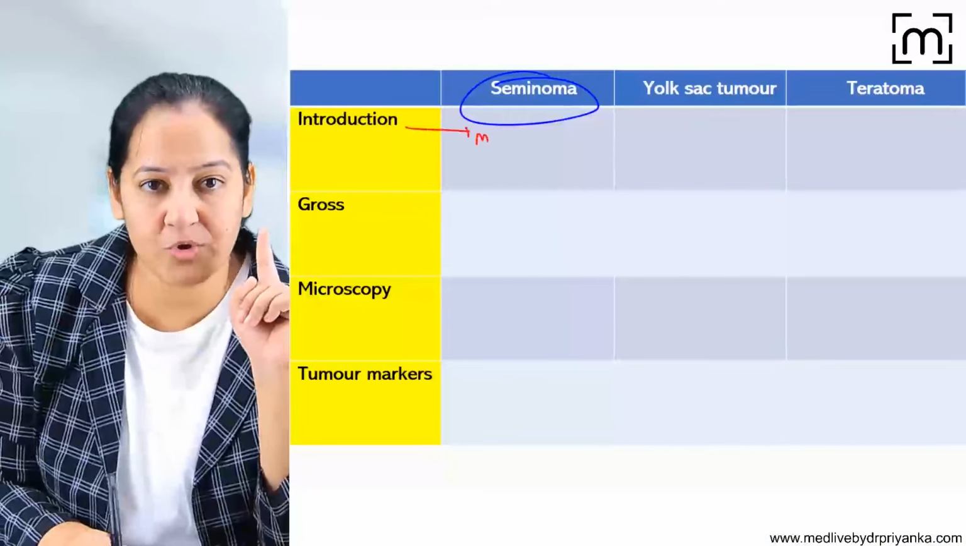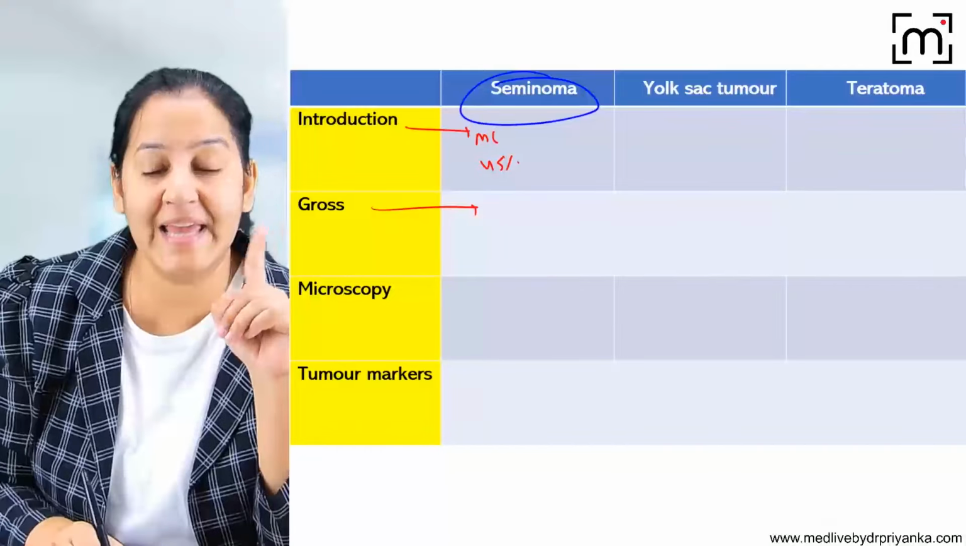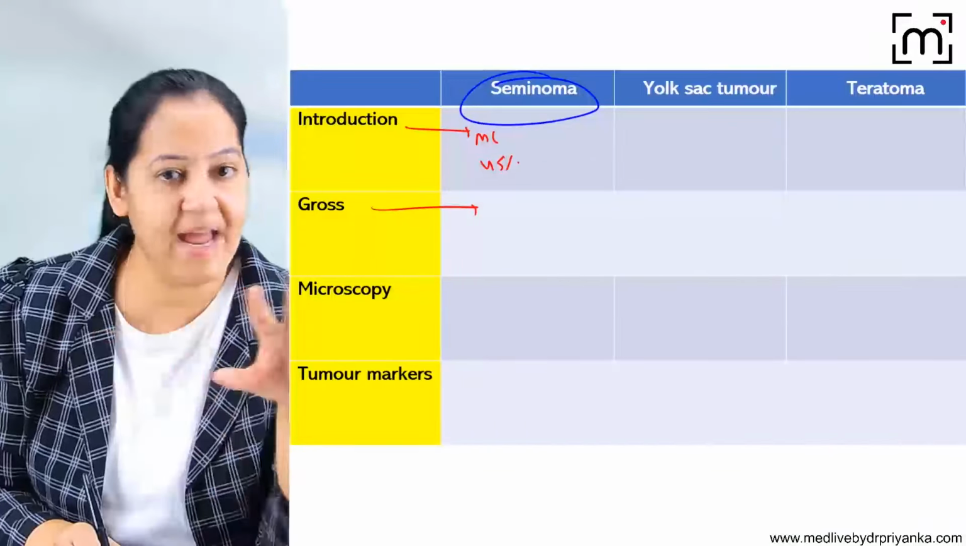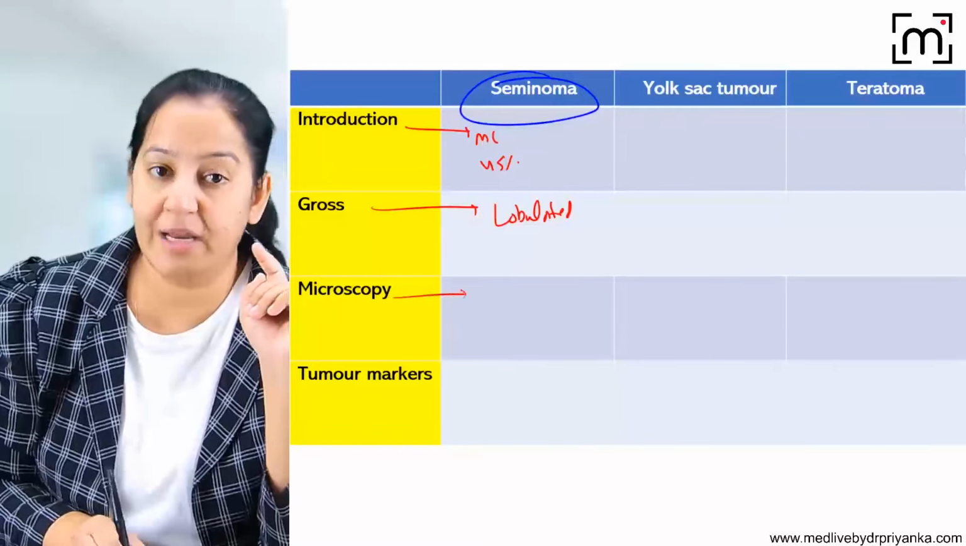So you know it is the most common germ cell tumor. It alone constitutes 45%, and grossly it is replacing the entire testis, and it is lobulated in appearance. Microscopically, you have to draw it.